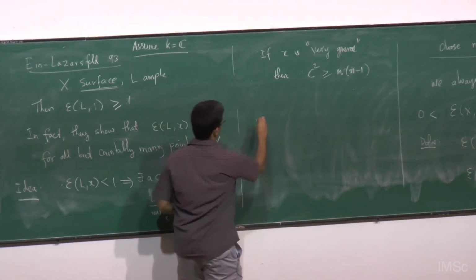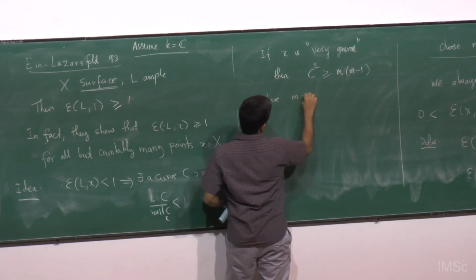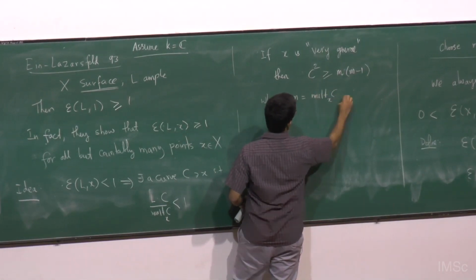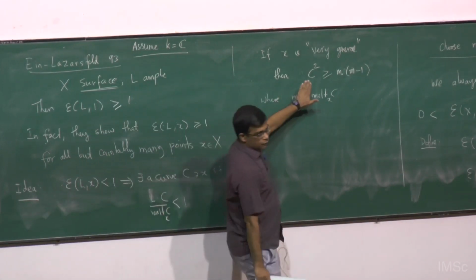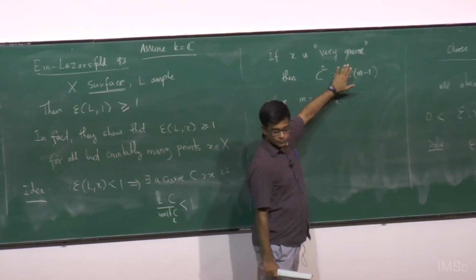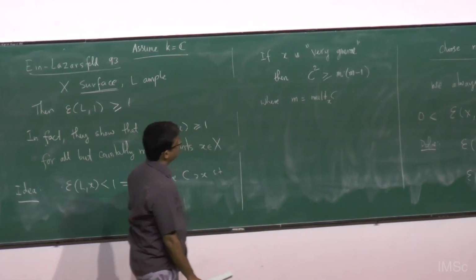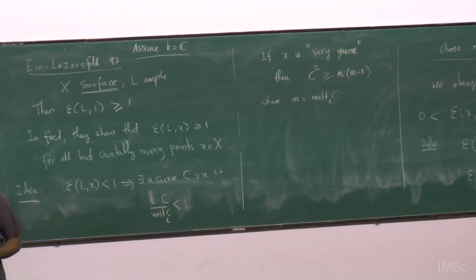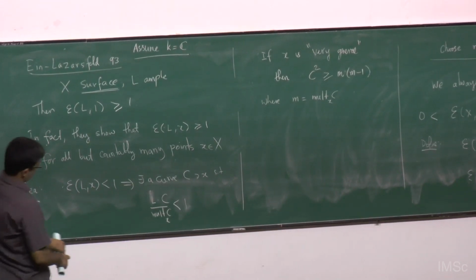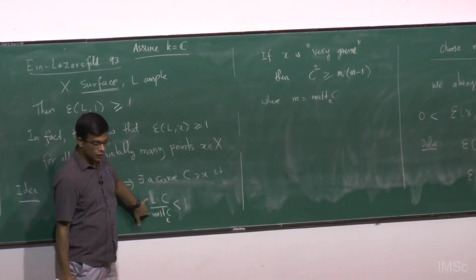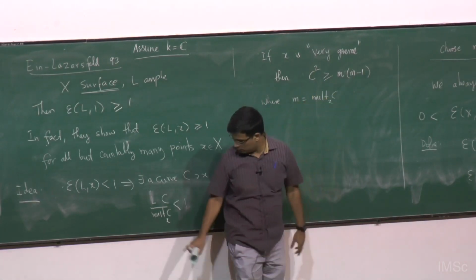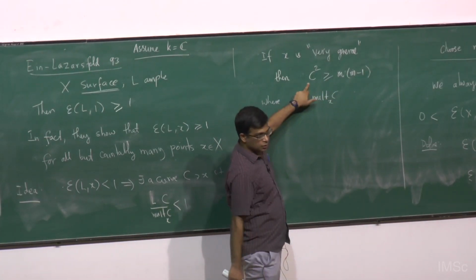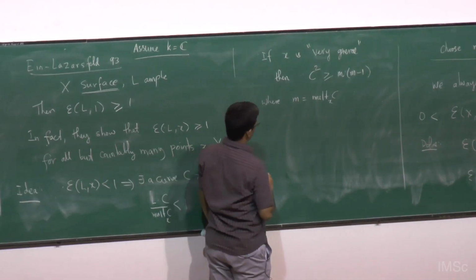So where m is the multiplicity. So they show this. This is an important inequality for curves passing through very general points. And this they do using some deformation theory techniques, working with a one parameter family of curves which have this property. So they proved this: if C is a curve passing through a very general point, then with this condition, this happens. But now let's see what this leads us to.